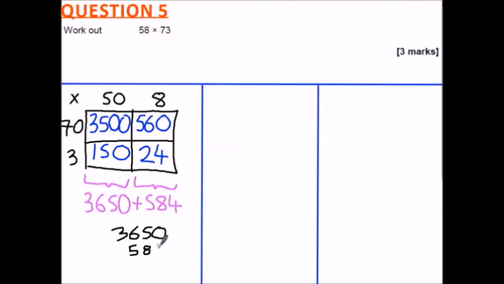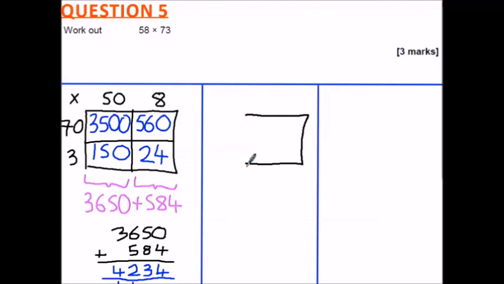3,650 plus 584. Add them together. So, 0 plus 4 is 4. 5 plus 8 is 13. Carry 1 across. 6 plus 5 is 11, plus a carried 1 is 12. And 3 plus a final carried 1 is 4. So we've got 4,234. Second method of doing it, which is my actual personal favourite way, is the Chinese lattice method.